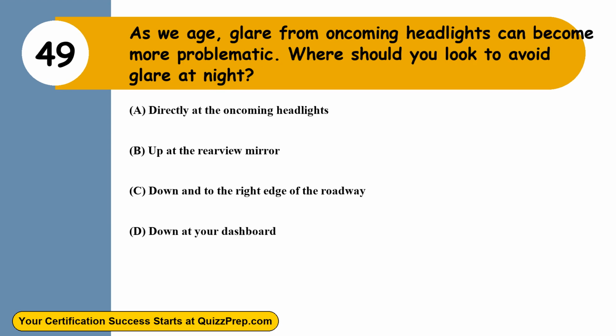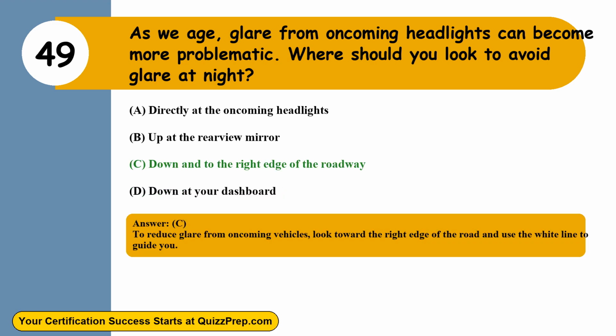Question 49. As we age, glare from oncoming headlights can become more problematic. Where should you look to avoid glare at night? Option A, directly at the oncoming headlights. Option B, up at the rearview mirror. Option C, down and to the right edge of the roadway. Option D, down at your dashboard. The correct answer is option C, down and to the right edge of the roadway. To reduce glare from oncoming vehicles, look toward the right edge of the road and use the white line to guide you.